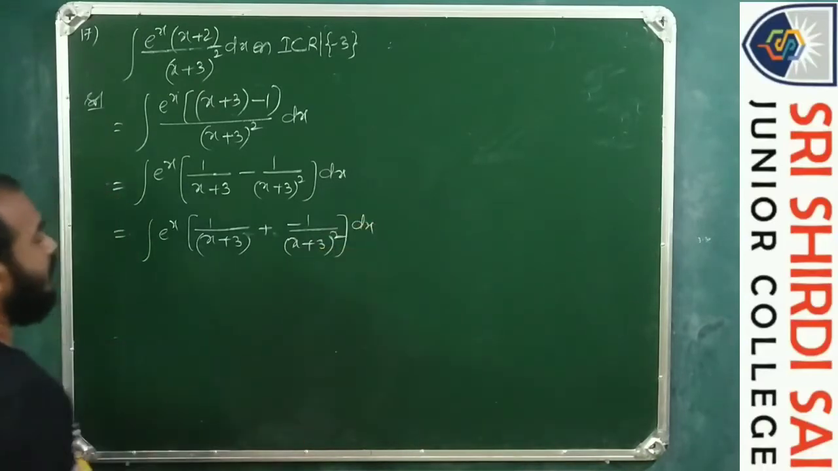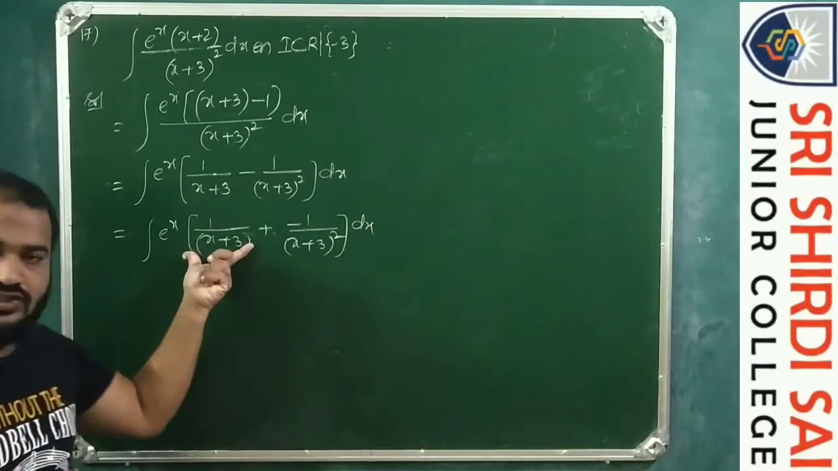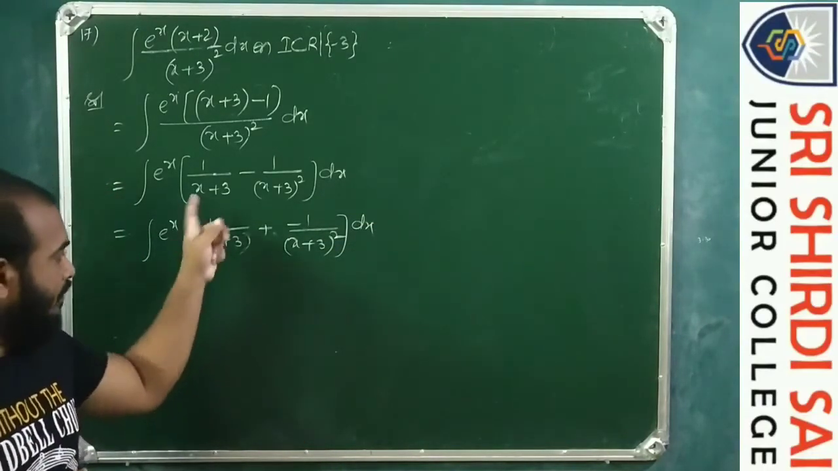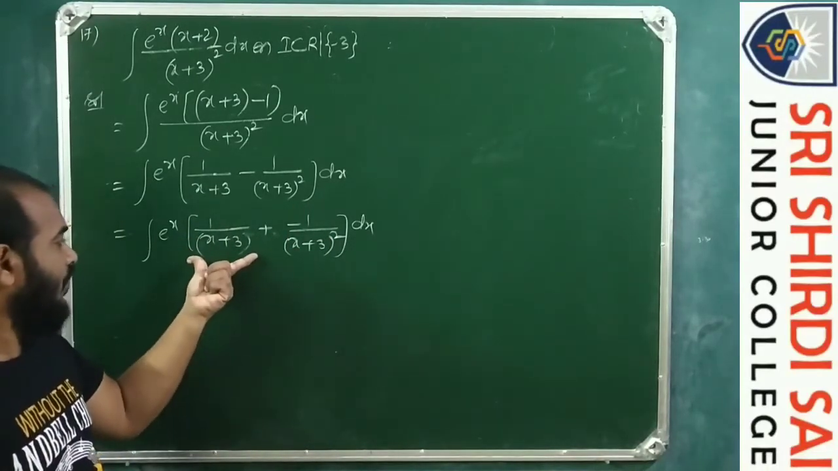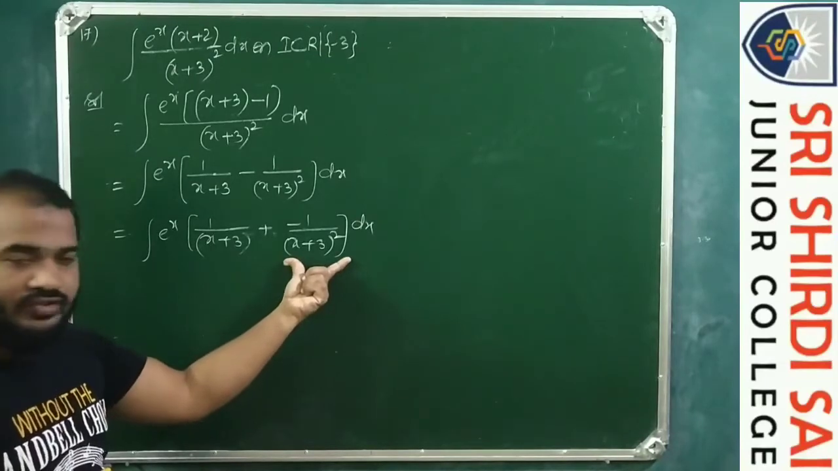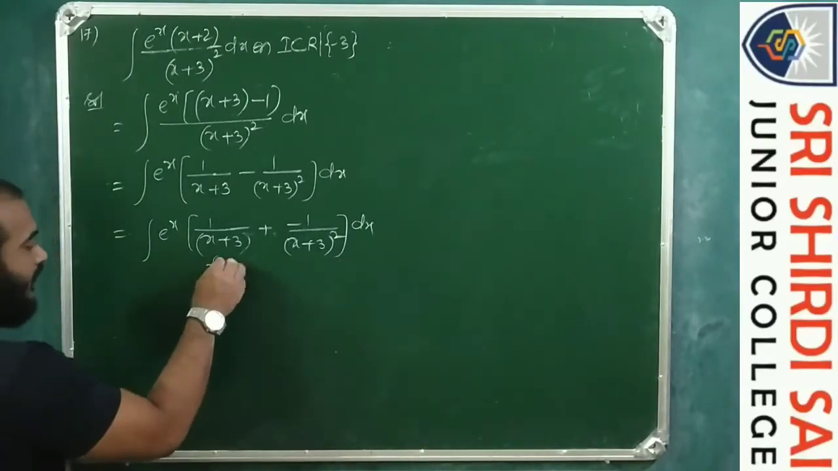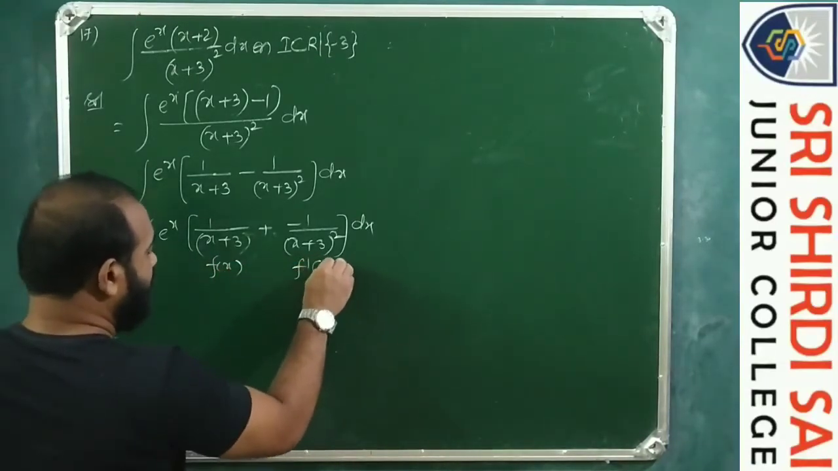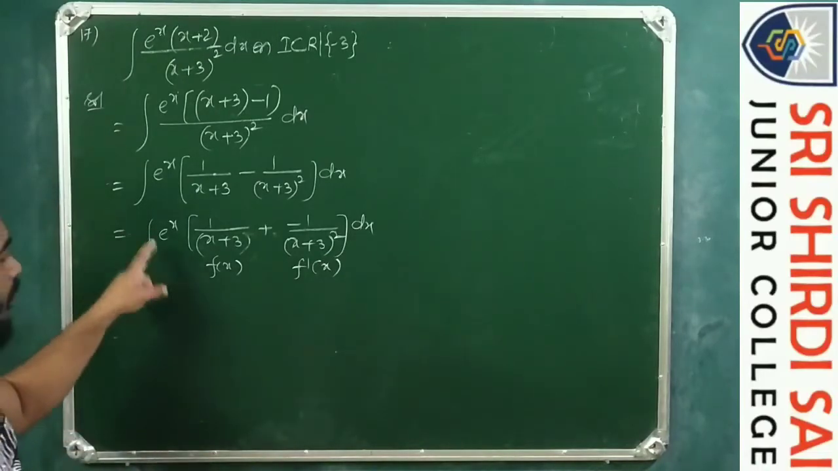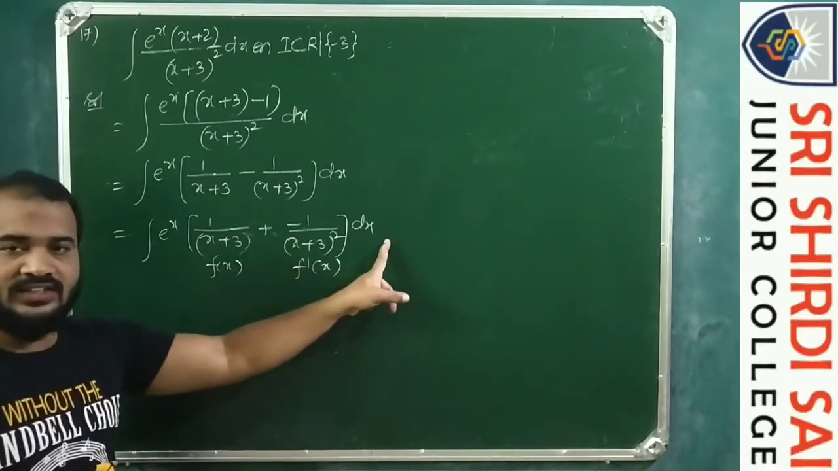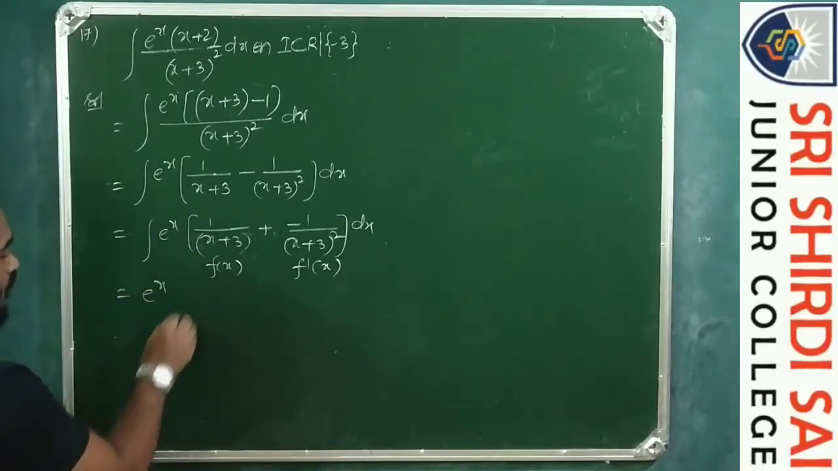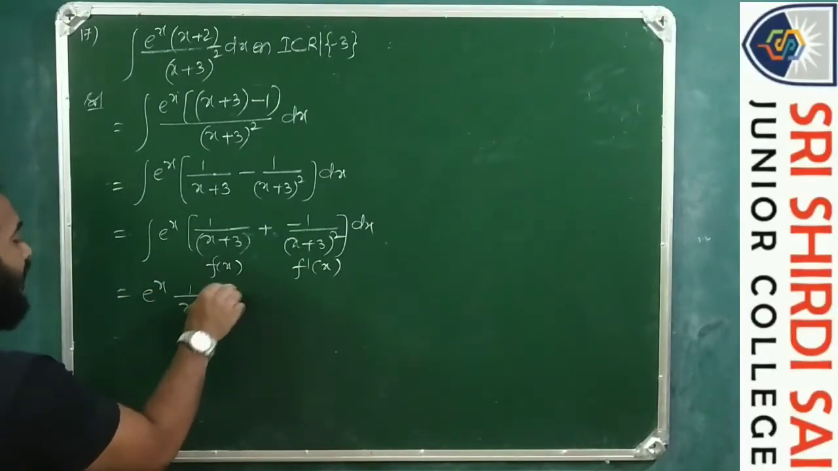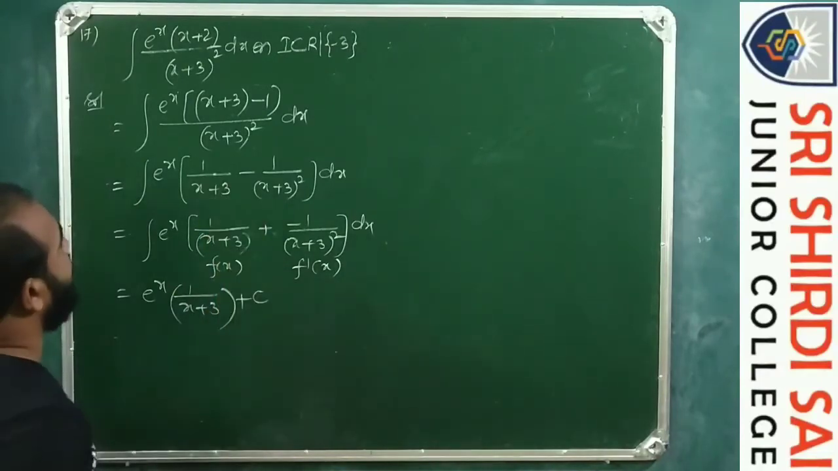So let us suppose this to be f of x. 1 by x, its derivative is minus 1 by x square. So if this is f of x, its derivative is f dash x. So we have the formula, integral e power x into f of x plus f dash x dx is e power x into f of x plus c. So the answer is e power x into 1 by x plus 3 plus constant of integration c.